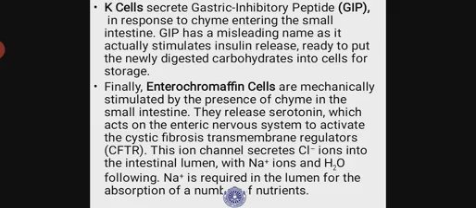Finally, the enterochromaffin cells are mechanically stimulated by the presence of chyme in the small intestine. They release serotonin, which acts on the enteric nervous system to activate the cystic fibrosis transmembrane regulators, popularly abbreviated as CFTR. And this ion channel secretes chloride ions into the intestinal lumen, with sodium ions and water following. Sodium is required in the lumen for the absorption of a number of nutrients.